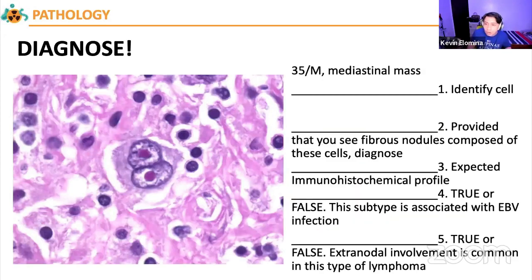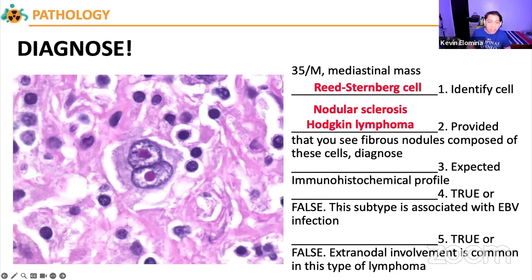Now, this one is also classic. So this one is a 35-year-old male with a mediastinal mass. So what's the cell in question? It's your Reed-Sternberg cells. And yeah, the diagnosis is your Hodgkin lymphoma when you see that. So wag na yung nodular sclerosis kasi masyado na yung toxic. So, of course, this is a classic Hodgkin lymphoma. You see your classic immunophenotype, your CD30 and CD15. Is it associated with Epstein-Barr? No, some types are associated, some types are not, but this particular type is not.